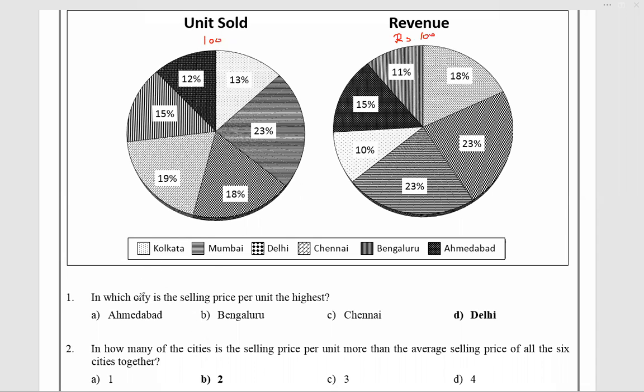Because I also read that both the problems are associated with selling price per unit. Average selling price per unit, highest selling price per unit. So if the total revenue earned from 6 cities is rupees 100 and units sold is 100, the average selling price per unit of the 6 cities is rupees 1 per unit. That is the overall average selling price.